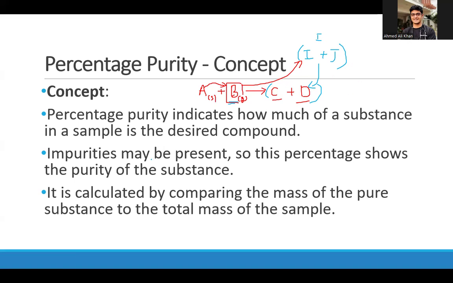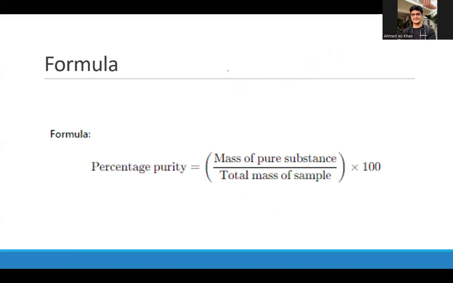So the percentage purity indicates how much of a substance in a sample is the desired compound. The desired compounds being C and D, not I and J. So impurities may be present, and this percentage shows the purity of a substance. It is calculated by comparing the mass of the pure substance to the total mass of the sample. We'll go over an example and it will become much clearer.